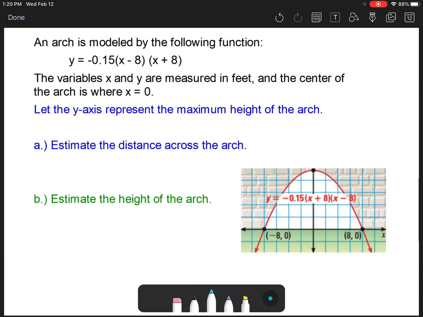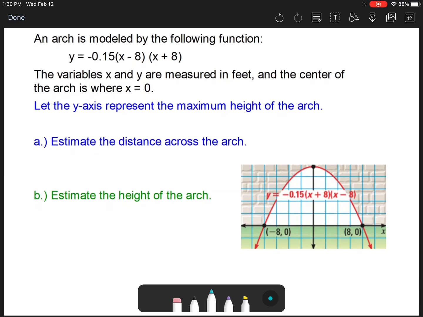Let's practice one more. An arch is modeled by the following function: y equals negative 0.15 times (x minus 8) times (x plus 8). The variables x and y are still measured in feet. Here's the center of our arch. It's still where x is 0. So again, that means our vertex is the point (0, something). We want to let y represent the maximum height of this arch.